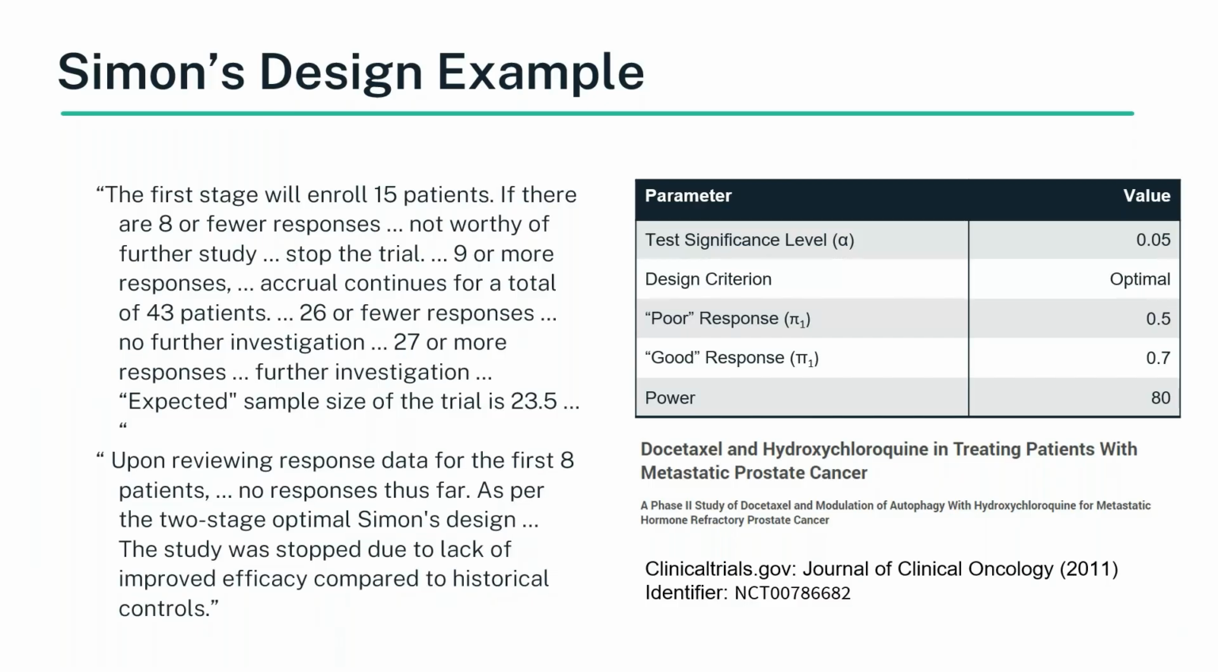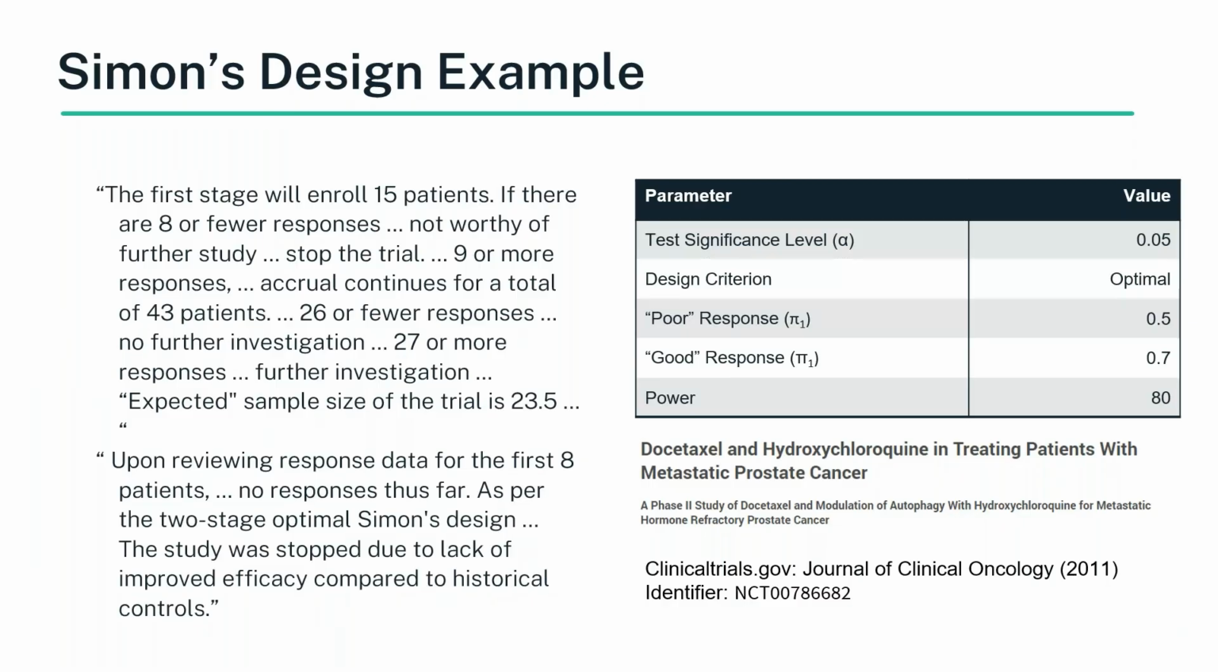And then out of these 43 patients, at the end of the trial, if 26 or fewer responses are observed, then the study will find for futility and no further investigation of the drug will be recommended. And if 27 or more responses in total are observed, then the drug will be recommended for further investigation. So, in addition, they note that the expected sample size for the trial is around 23.5. And we'll see how that figure is calculated in just a moment.